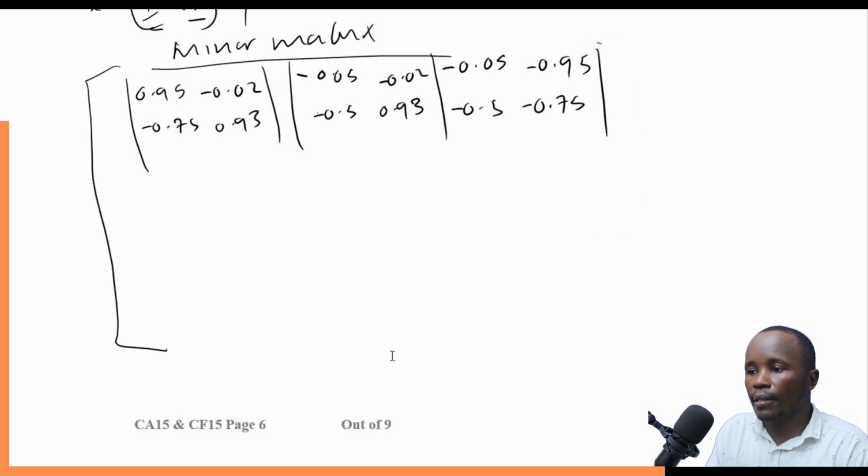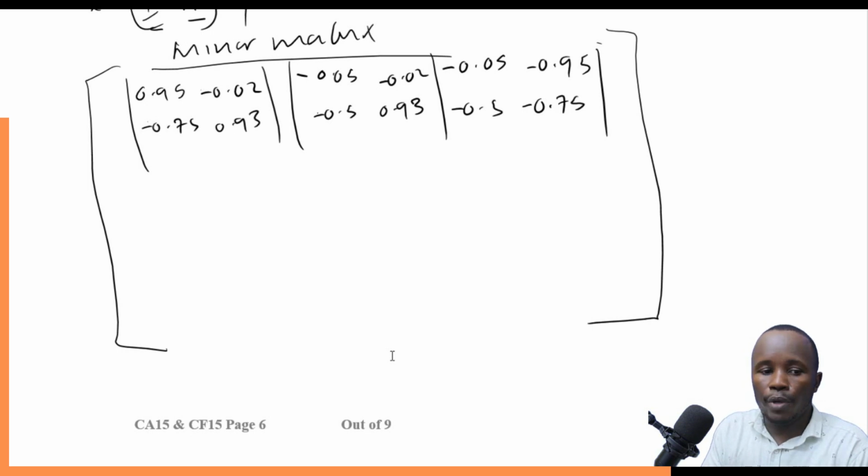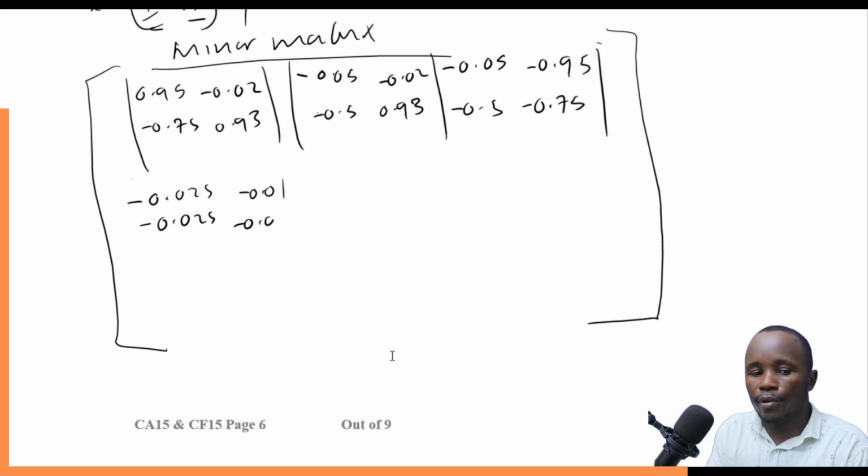Our minor matrix. We are going to have negative 0.025, negative 0.01, then we have negative 0.025, negative 0.01. This should be negative 0.93, positive 0.93. Where am I getting this one?